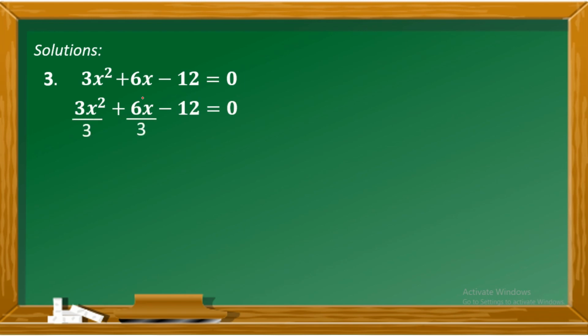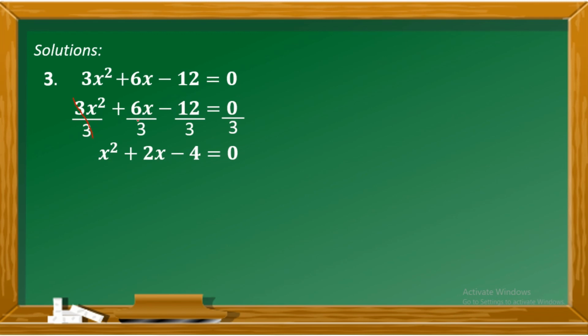Siyempre, yung 6x, divide by 3 din. Yung minus 12, also, you have to divide that by 3. And on the right side, 0, also, you have to divide that by 3. So, DPE. So, ayan. So, cancel na yung 3. Diba? Ito, cancel na to. Kaya, x squared na lang natira.